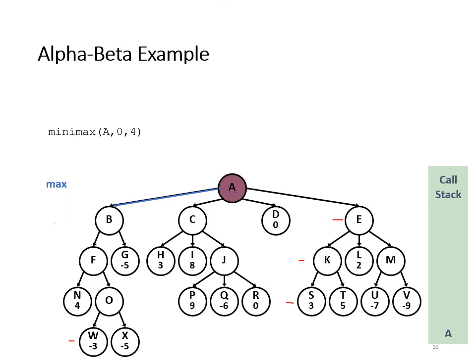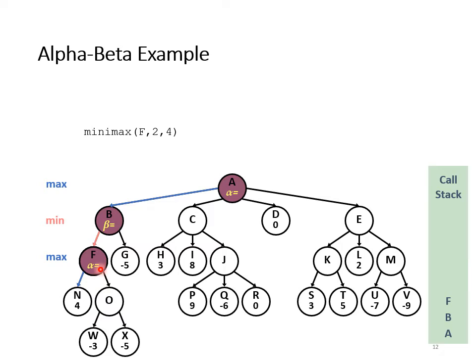So here you can say that first of all we know that A will take max value. A will take the max value from B, B will take min value, F will take max value, and N is the terminal node. A will take the value of alpha, B will take the value of beta, and F will take the value of alpha, because F will take the maximum value.